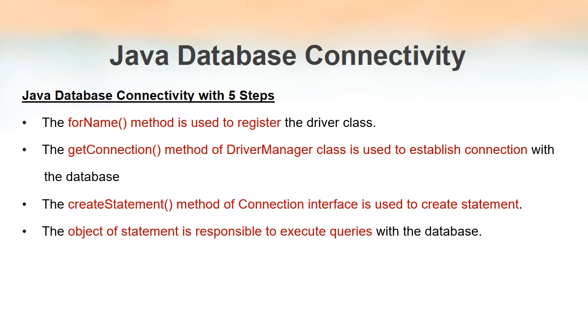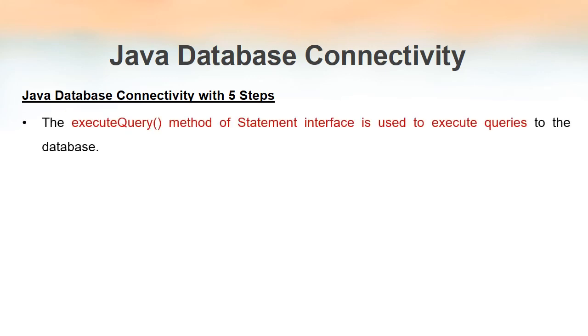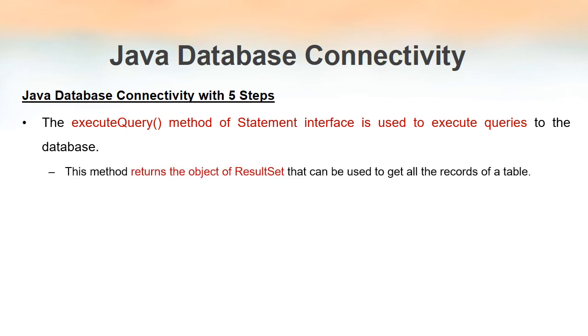For that, we have to use the executeQuery method of the statement interface to execute the queries. So fourth step is to execute the query. For that, we have to use the method executeQuery. This method is inside the statement interface. And when we use this method, it returns something known as the ResultSet object. ResultSet is actually a class in Java. And when we execute the executeQuery method, this method returns an object of the class ResultSet. By using that object, we can retrieve all the records from a table inside a database.